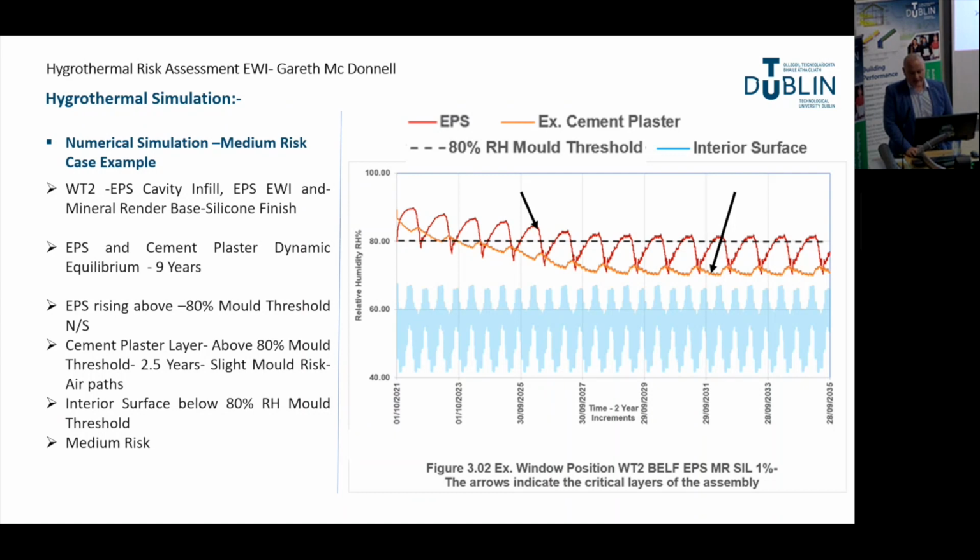The graph indicates that the interior surface layers reach dynamic equilibrium after the first 2 years and remain below the 80% mold threshold. This case could be deemed a medium risk due to the risk of mold forming on the existing external render layer in the first number of years when the relative humidity is above 80%. This may not affect the occupants of the building, and there's no air path from this layer to the interior environment. However, the construction build-up could be affected.